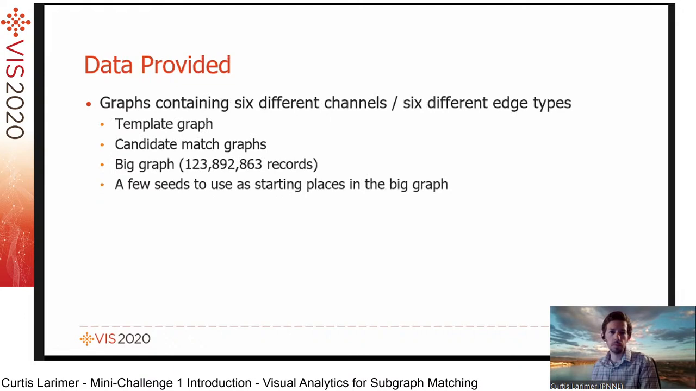So the data that was provided was a large graph containing six different channels. That means six different types of edges. So this was an email channel, a phone channel, a purchase channel, which is split into buying and selling, a travel channel, and a demographic channel. The demographic was a little bit unique in that it was a bipartite graph, where each of the people in the other channels had a number of edges to different categories in which they have spent money on different basic items.